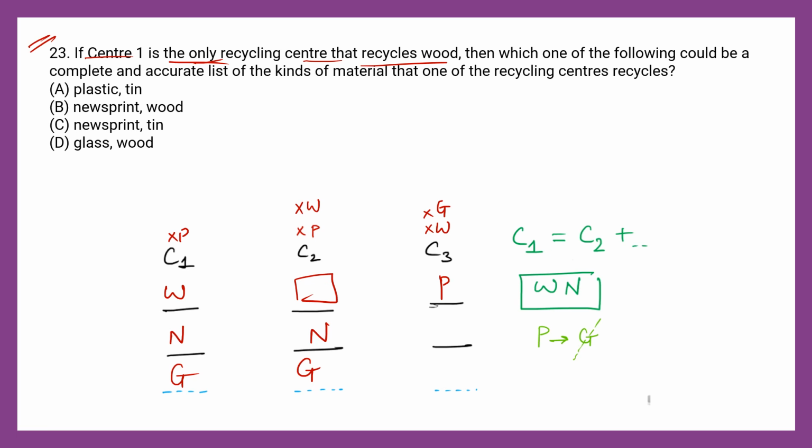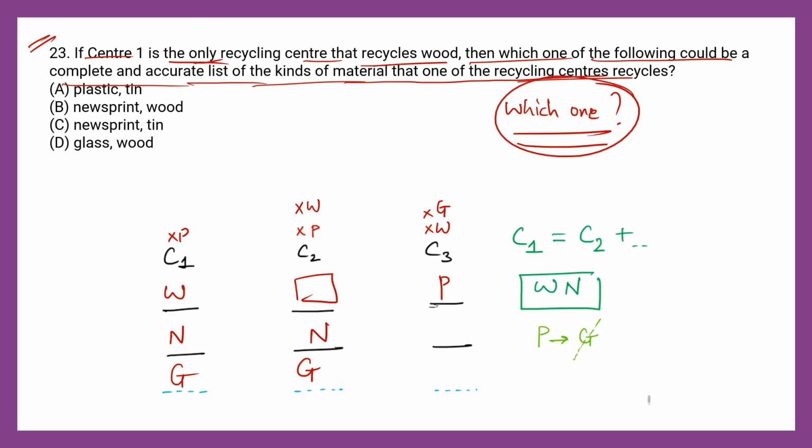Now, let's look at what the question said. Then which one of the following could be a complete and accurate list of the material that one of the centers recycles? This does not tell you which one. It just says that which one of these could be an accurate one for either C1, C2, or C3. Okay? So now you know what's there in C1 and C2.